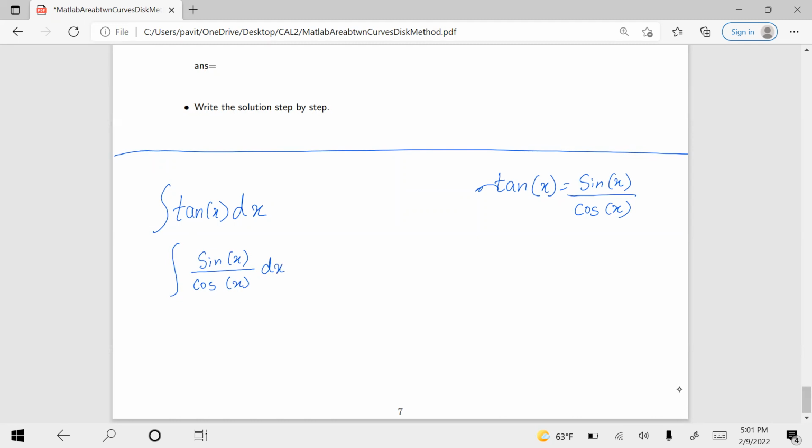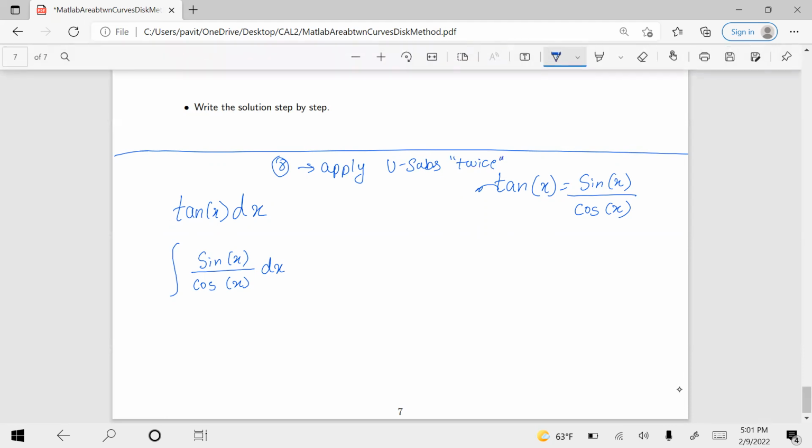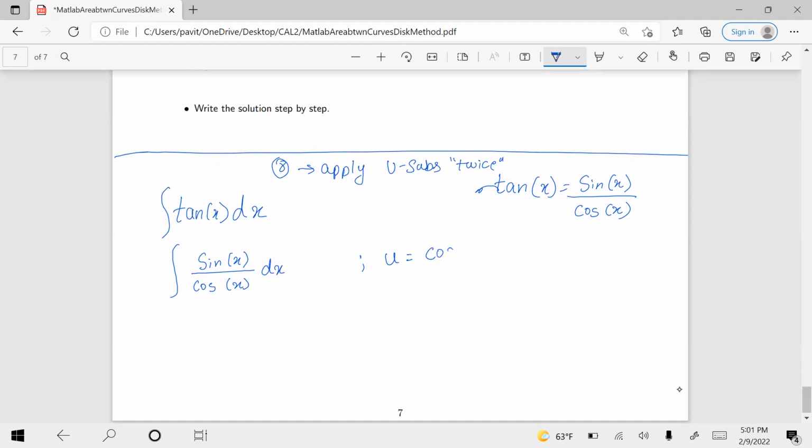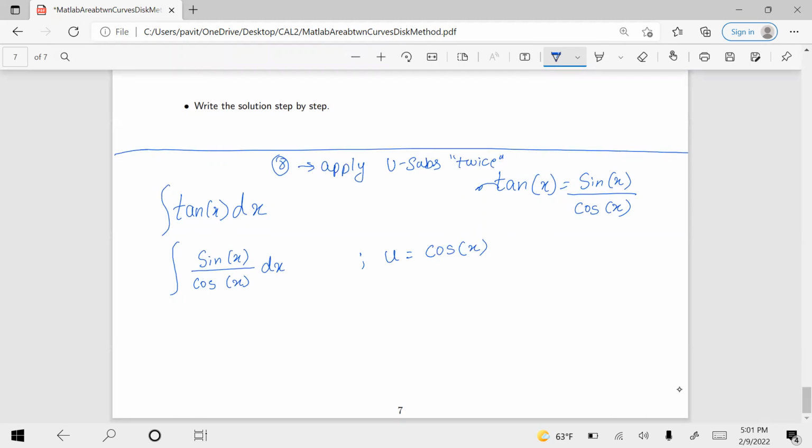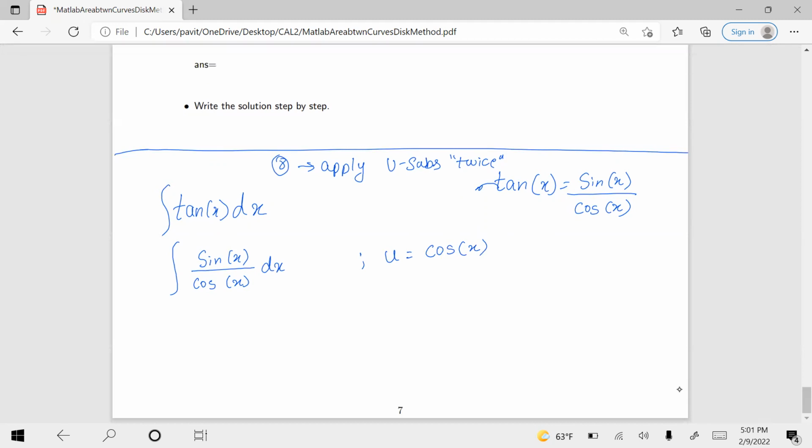Now you're going to apply the u substitution again. So for problem 8, you will apply u substitution twice. One is to solve the problem and another one is to solve this tan x. So that's what I'm going to do here. I'll put u equal to cos of x. The notation I'm using is different, so just be careful with that. Now du by dx will give me negative sine of x.